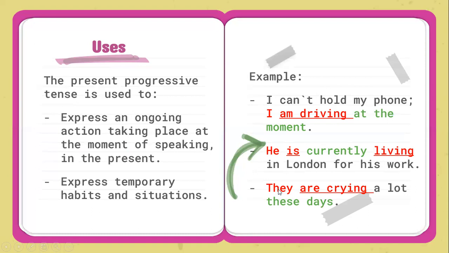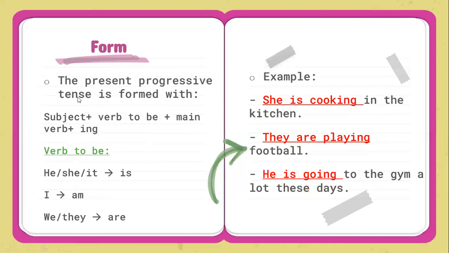Let's look at the third sentence. They are crying. They, subject, a pronoun, are verb to be for the plural in the present, and crying, verb cry plus ing. So what can we conclude? We can conclude that the form of the present progressive tense is subject plus verb to be in the present plus the main verb plus ing.